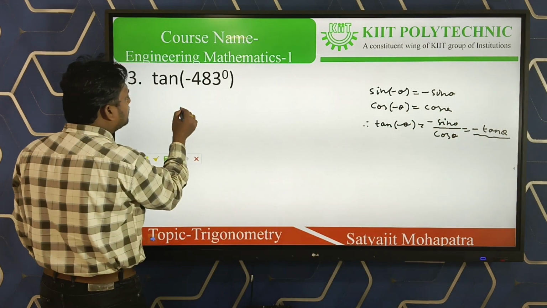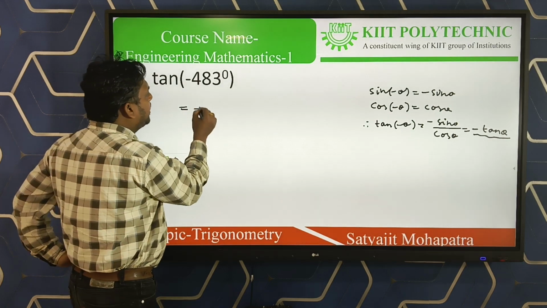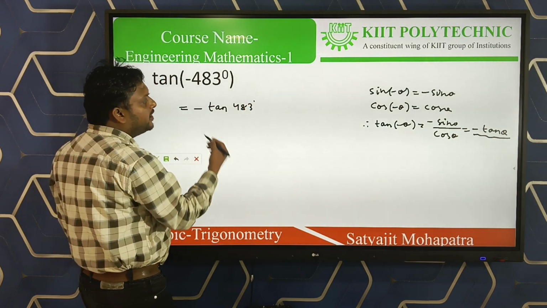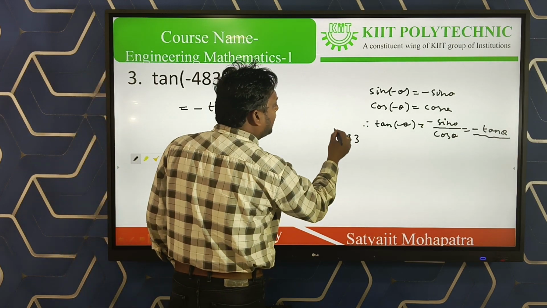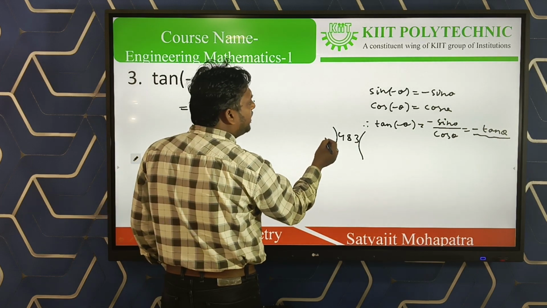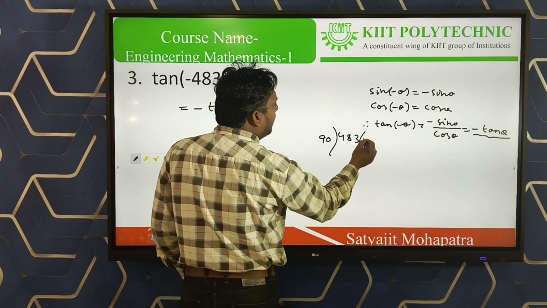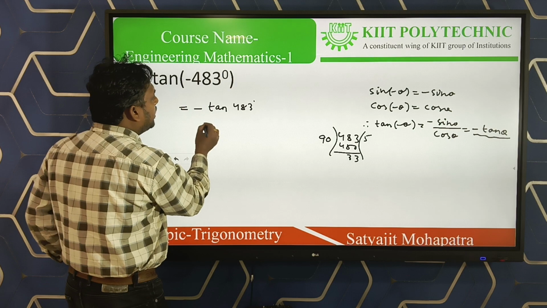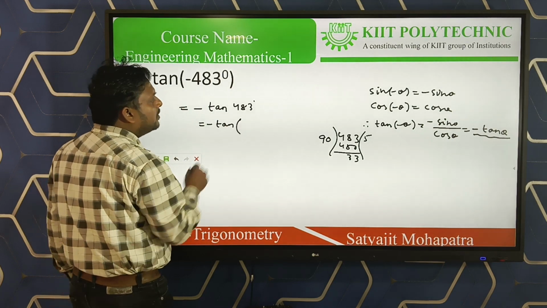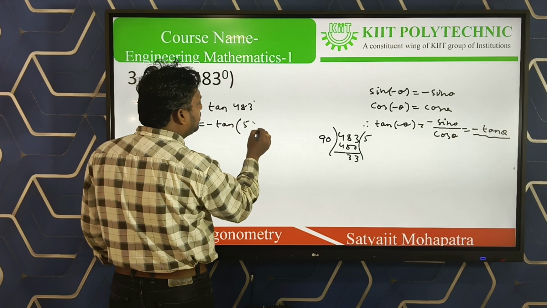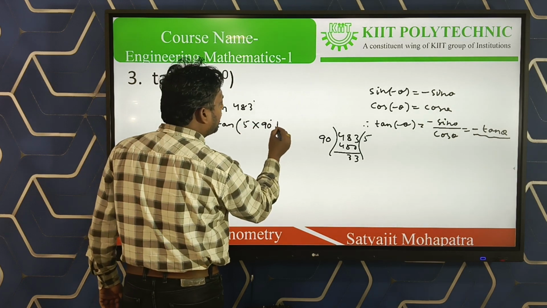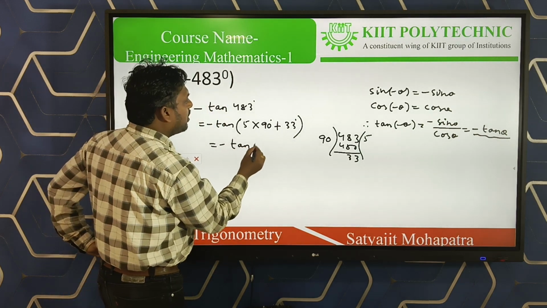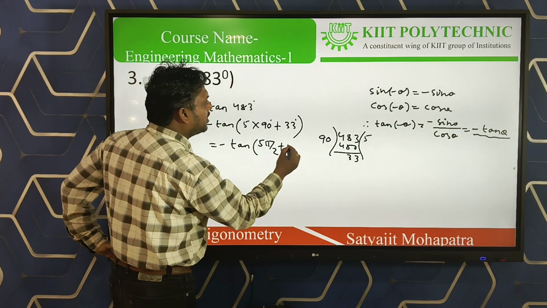Let's use that here. Tan of minus theta is minus tan theta. Next option is in your hand. You can divide 483 by 90 or 180. Let's divide this by 90. 5 times 90 is 450, as all of you know, and the remainder is 33. Then it becomes minus tan of 483, dividend equals quotient into divisor 90 plus remainder 33, that is minus tan of 5 into pi by 2 plus 33.